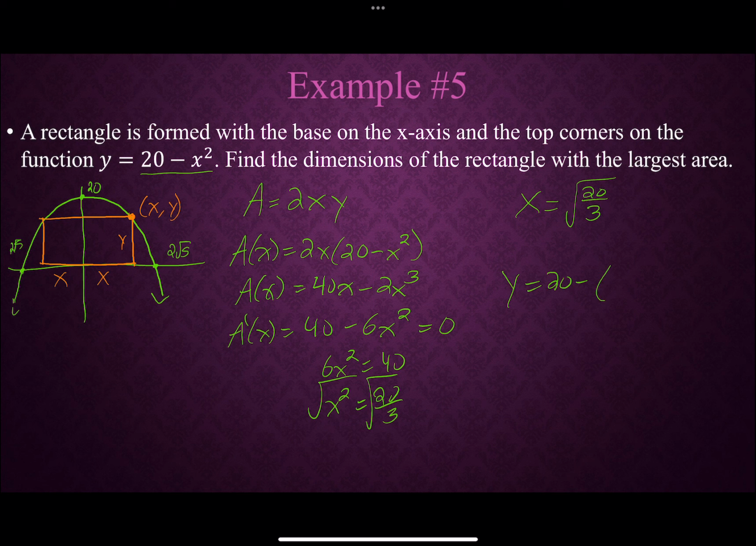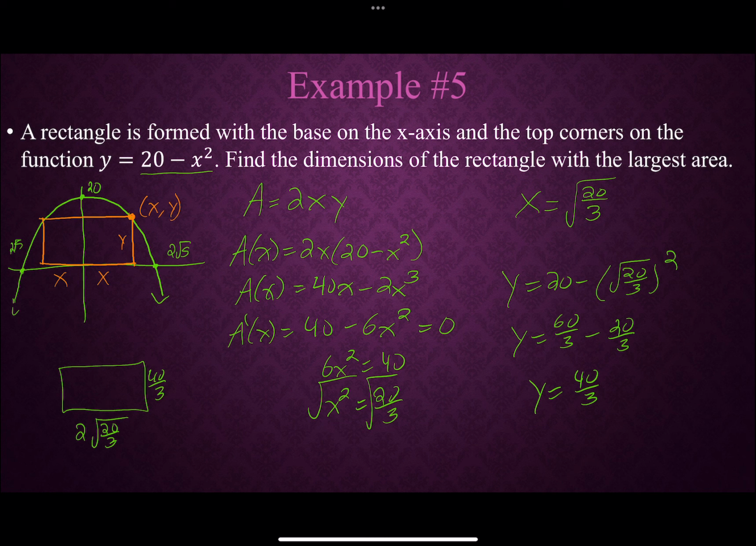y would be 20 minus this squared, which obviously, since we square root, that would cancel it, leaving it to be 20 thirds. We can make this 60 thirds. So the y value is 40 thirds. So the dimensions of the rectangle, they didn't give us units, so the x value would be root 20 over 3. That would essentially represent half of the length. So our full length of our rectangle would be 2 times the square root of 20 over 3. And obviously we'd have 40 over 3 for this portion. If they wanted us to simplify that radical a bit more, we could. We're going to just leave it in that radical format. We're not going to rationalize.